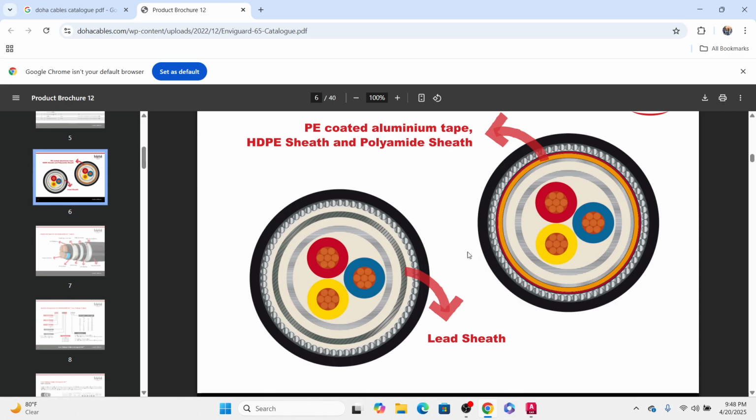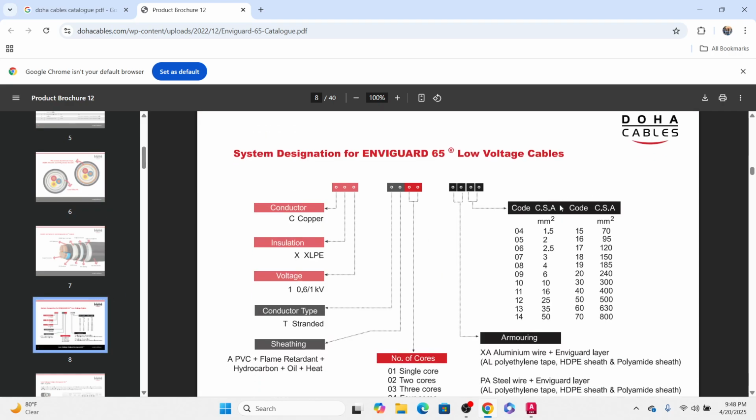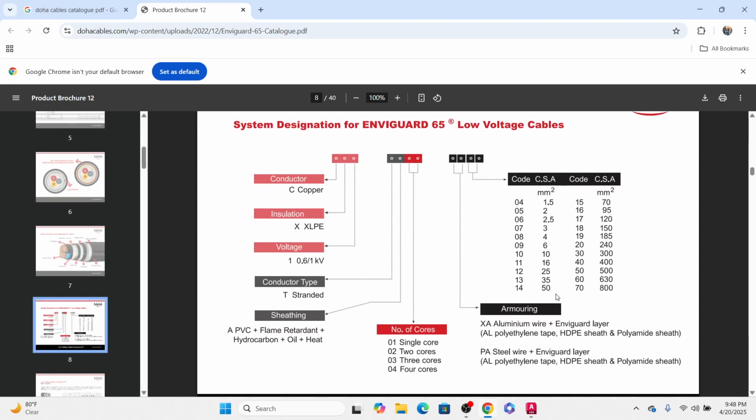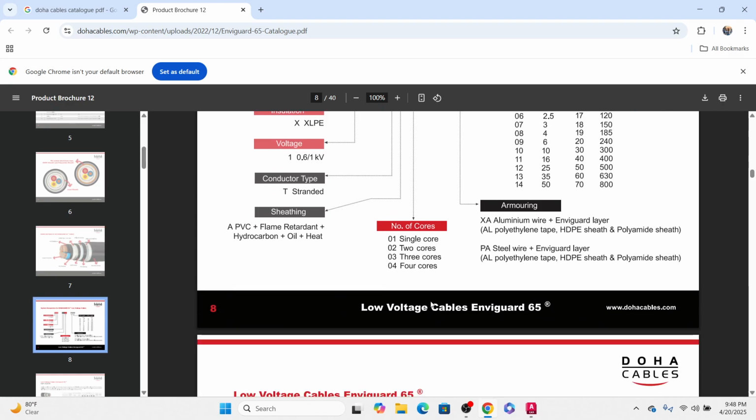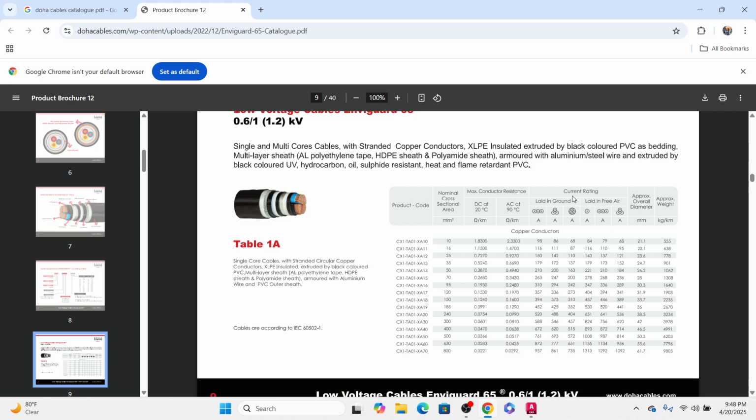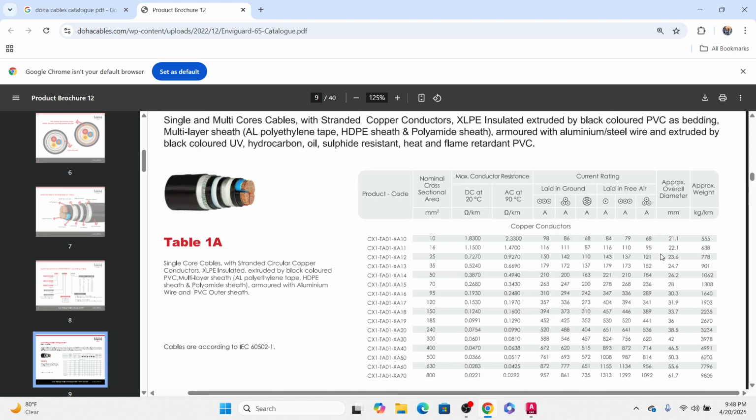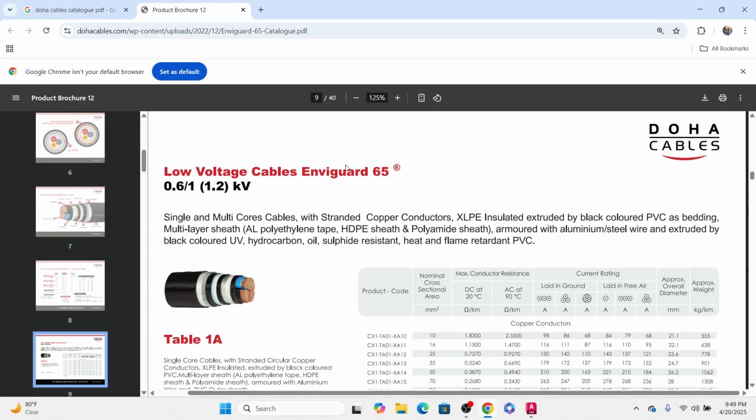When you cut the cable, you will see something like this, and we need the length from here to here. If you see here, there is a table. You can see some related cables, but we need this part. This is the nominal cross area: 10, 16, 25. Actually, this is the cable size, so we say 4 core 10, 4 core 16, 25, 35, 50, something like that. I think this is 4 core cable.